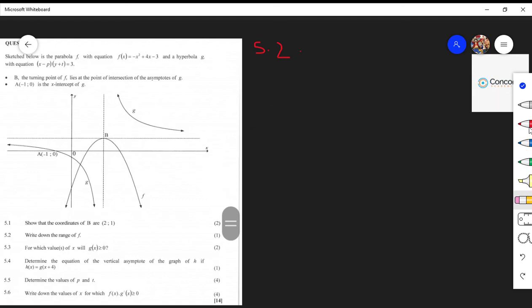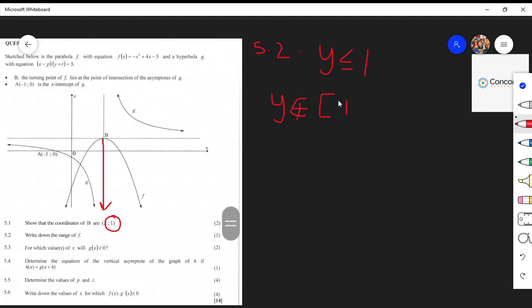And remember from our previous question where we calculated the y value of our turning point, which is positive 1, our range is therefore going to be y less than or equal to positive 1. So that means that the graph of f touches all the y values from positive 1 all the way down to negative infinity.